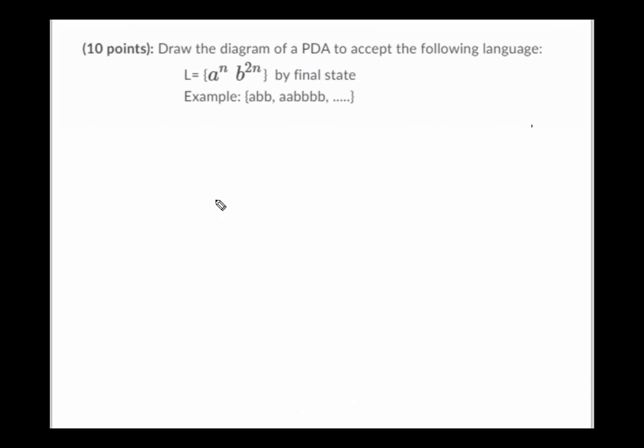The second question on the quiz is to draw a diagram for a PDA to accept the language a to the power n, b to the power 2n. What that means is, if n equals 1, you can have aabb, and if n equals 2, you will have aaaabbbb. To think of this, you have to think of the stack.